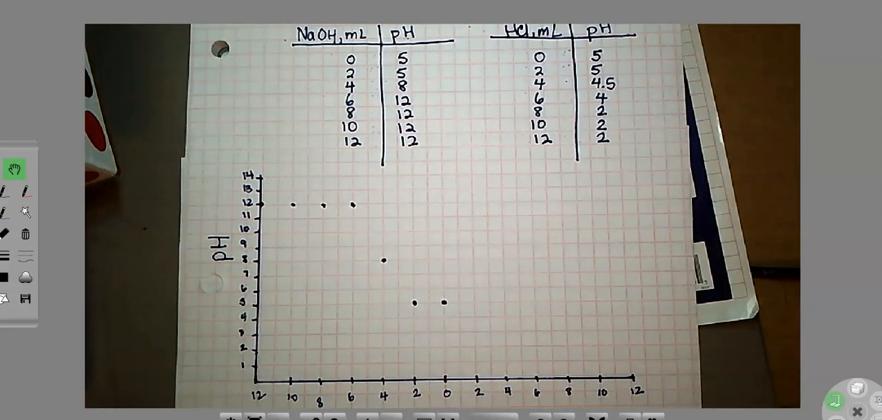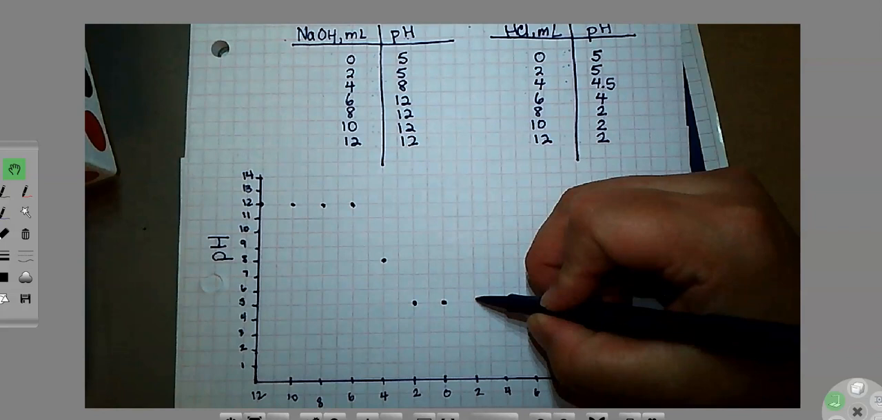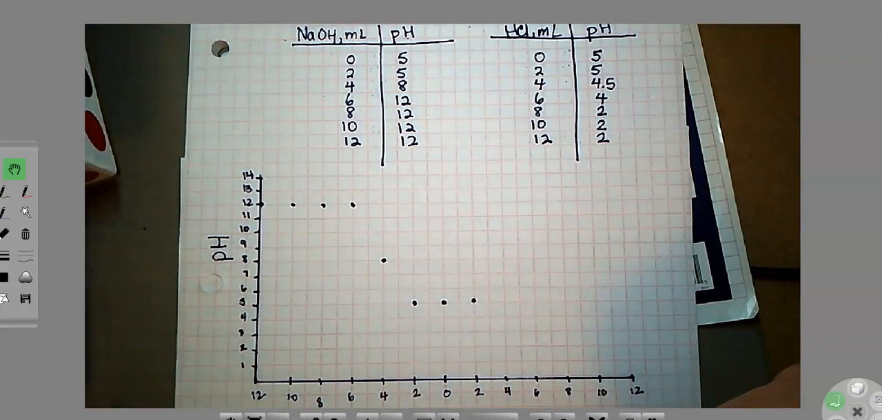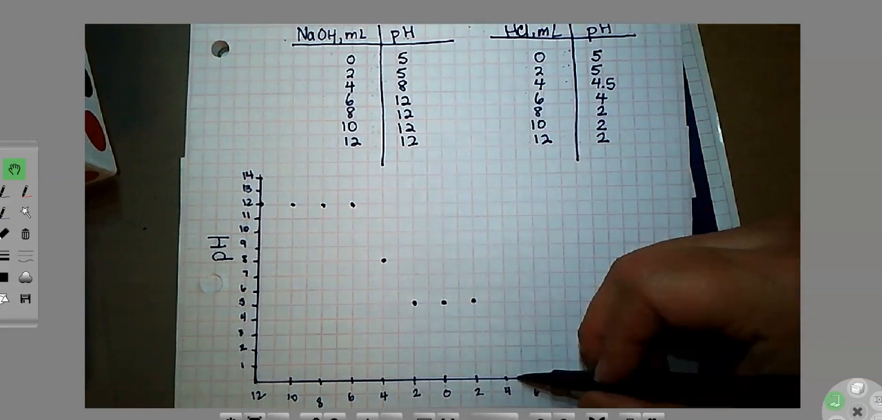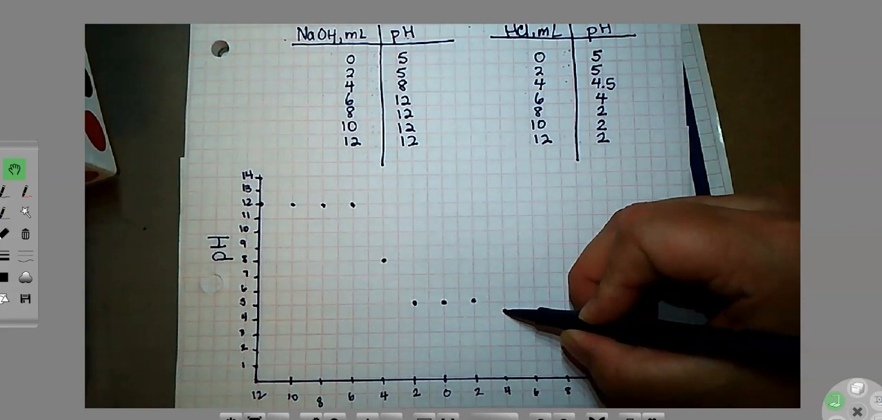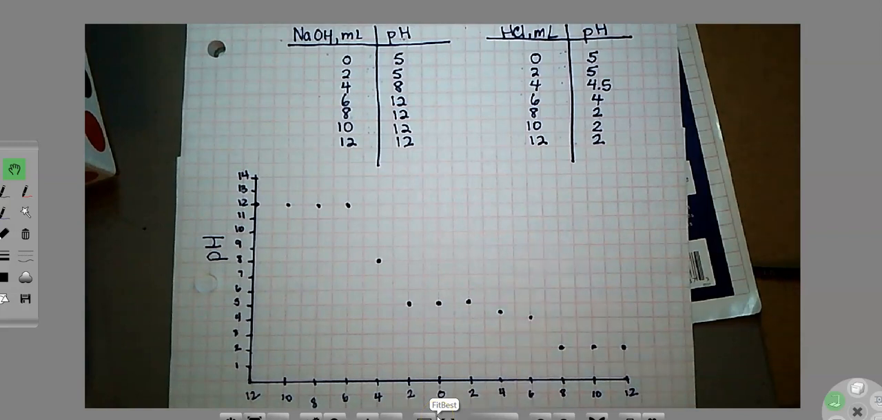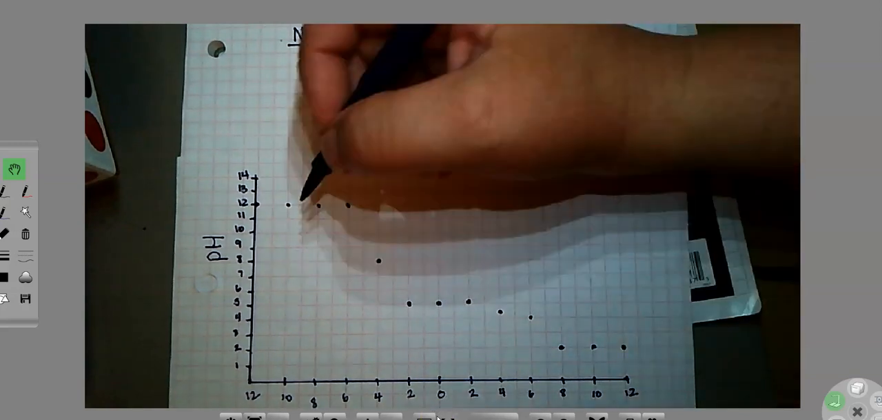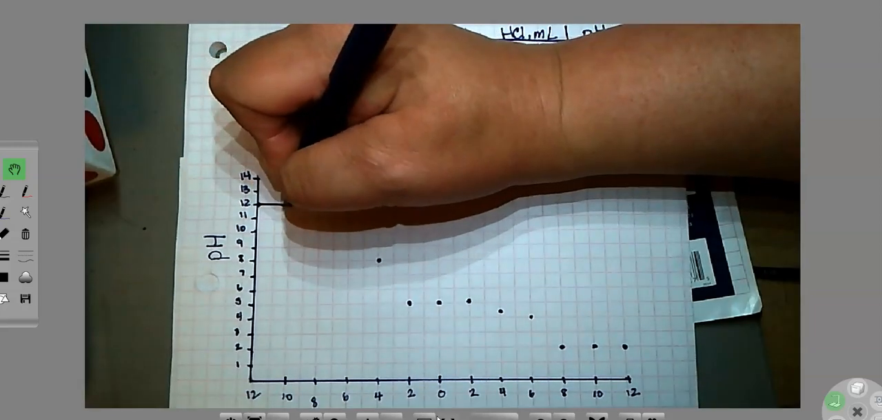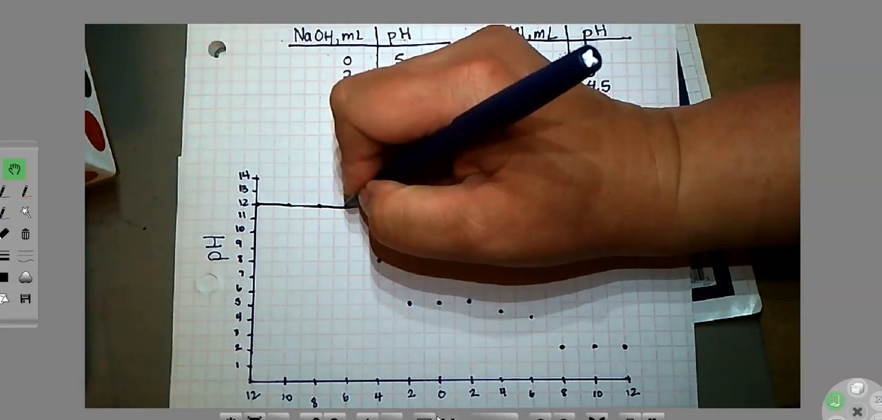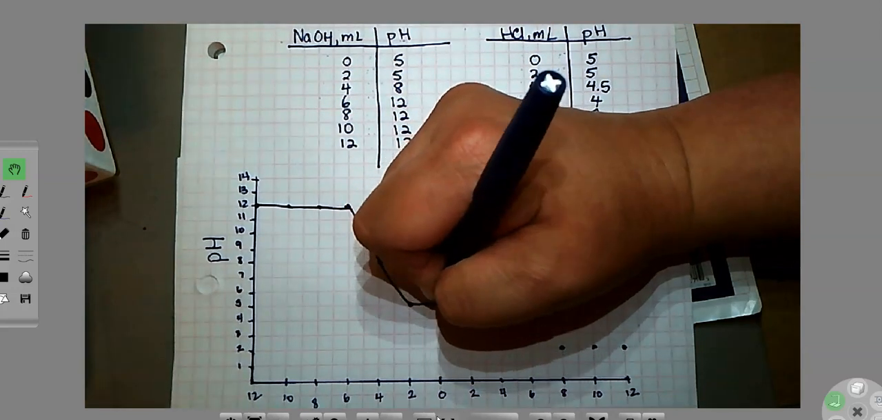Okay, so now we're going to go to our HCl side, and this is on this side. We still have 0 HCl is pH of 5, which we'd expect. And then 2 mils is 5 again. And then pH of 4, we have 4. Okay, I went ahead and did the other 2 points. So I'm just connecting the lines.